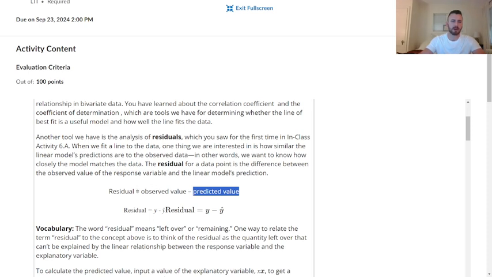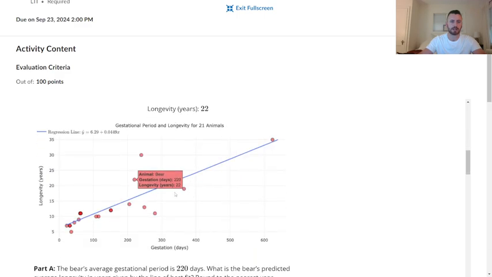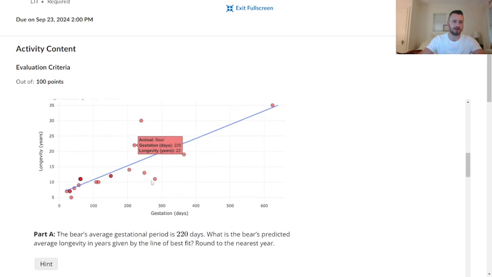So this activity is about residuals. A residual is based on the observed value, which is the dot that you would actually see on a scatter plot, such as this value at 22 years and 220 days. The residual value is the difference between what the line predicts, which would be right about here where my cursor is, versus what the actual value gives us. So the distance between this point and the line of best fit, that's our residual value. Okay.